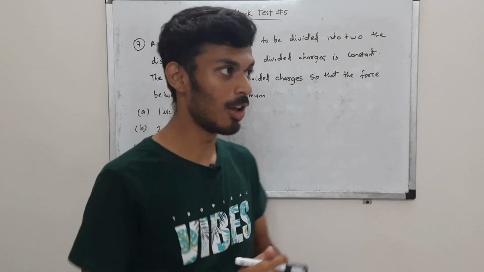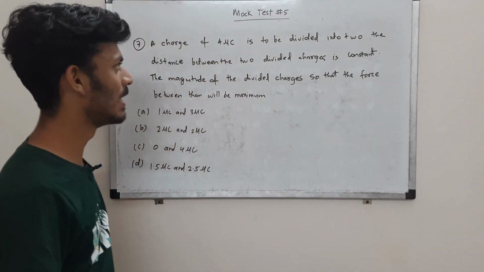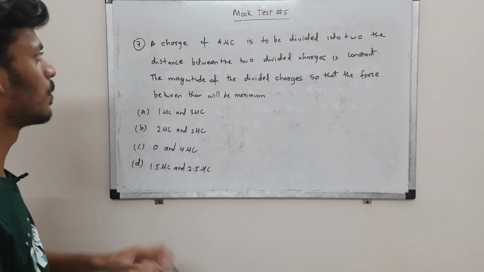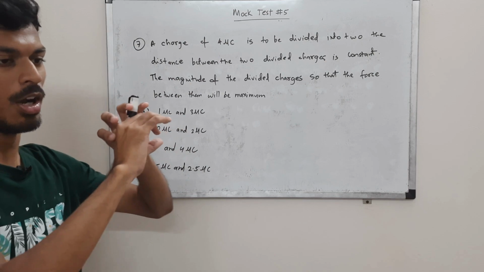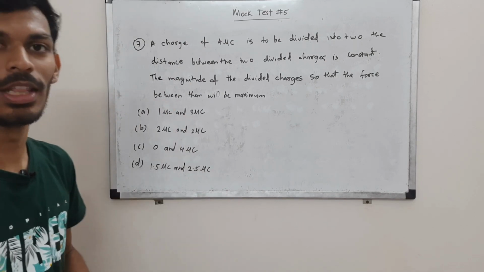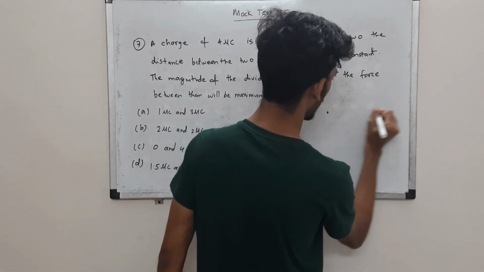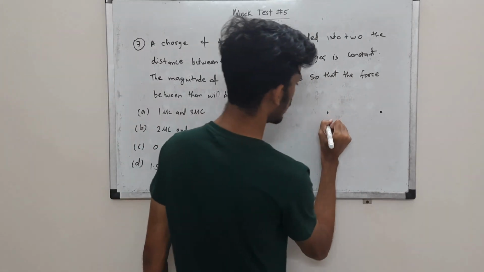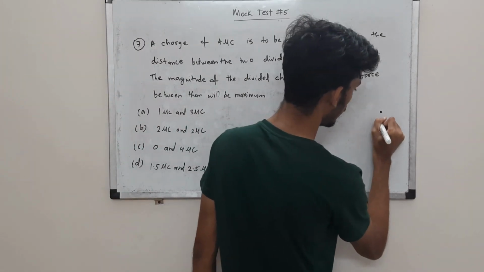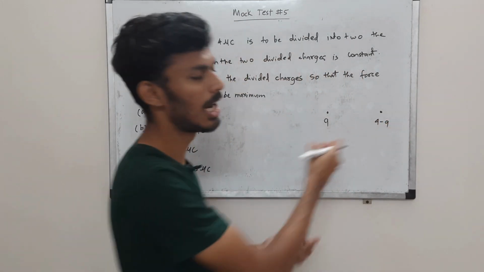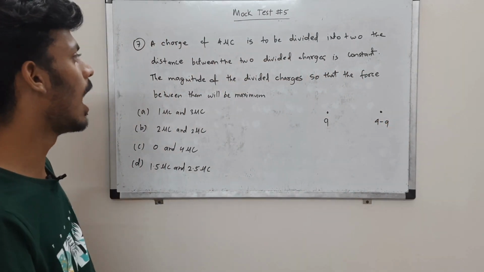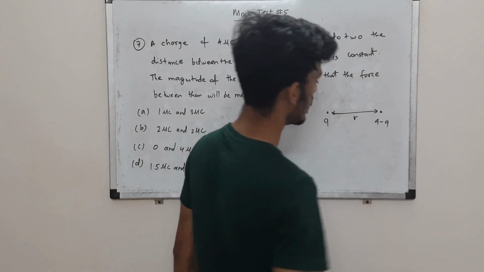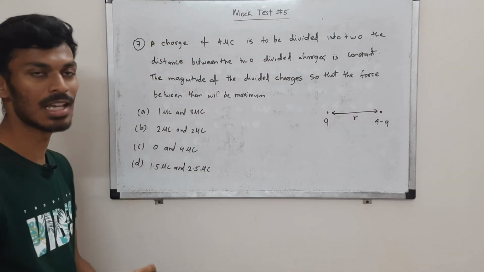Question number 7, on the concept of maxima and minima. Long story short, you are supposed to divide these 4 coulombs in such a way that the force between the 2 charges will remain maximum. So you are going to divide the 4 coulomb into 2 charges. Suppose one is q, then the other one will be 4 minus q, right? Because the addition should be equal to 4, so that the electrostatic force between them is maximum. The distance r between them is kept constant.